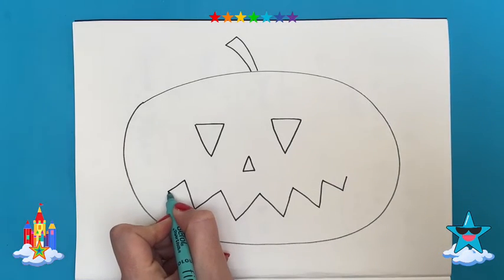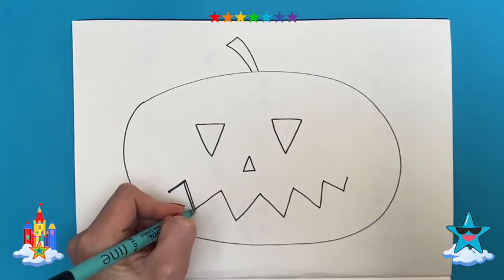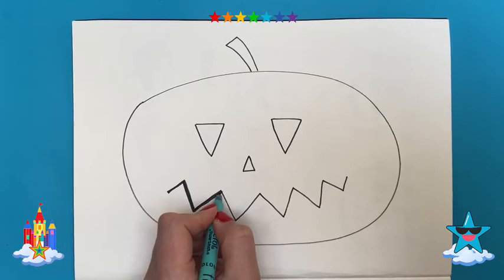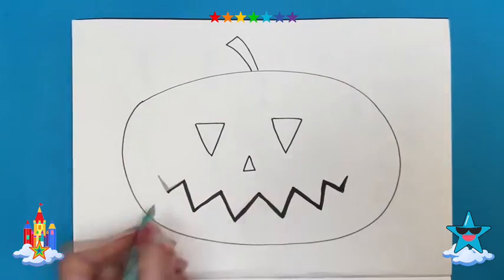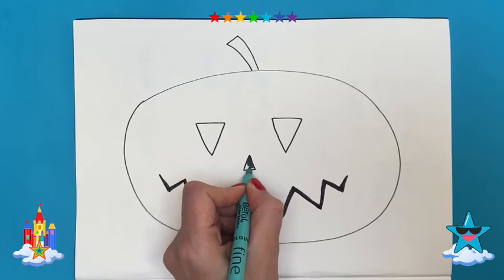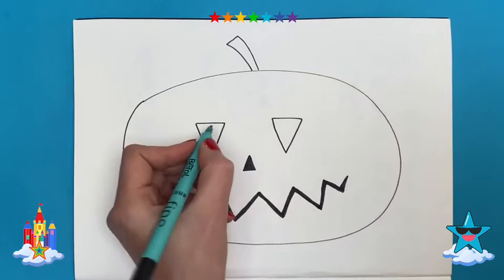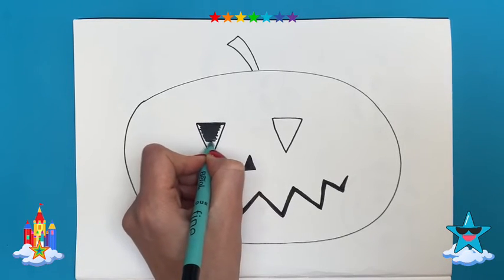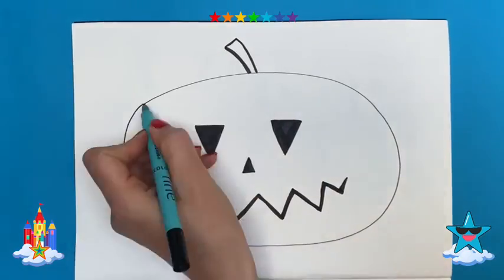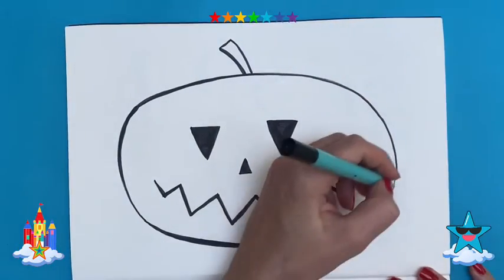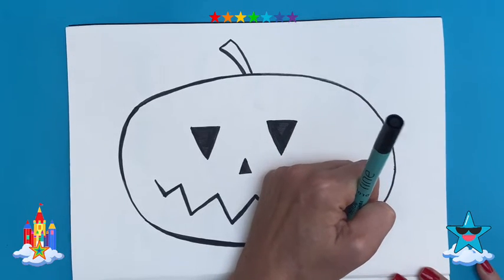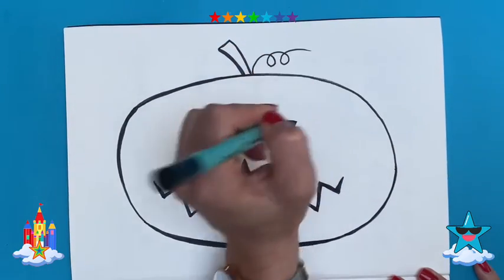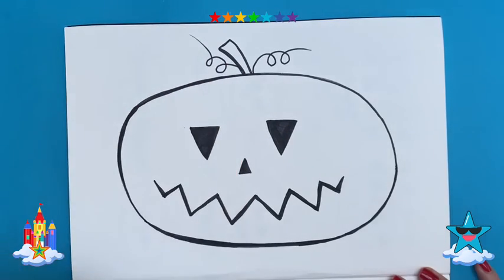Now we will use a pen to make thicker lines. Use a black pen to colour in the triangles. Now draw spiral lines beside the stem.